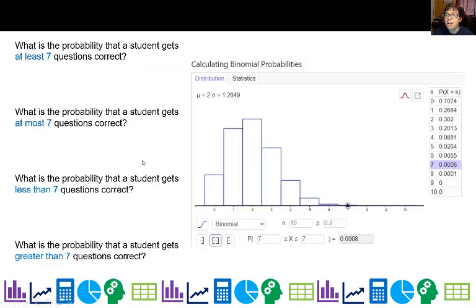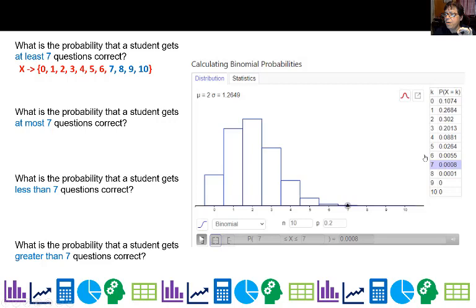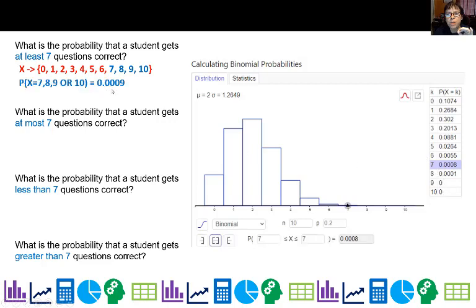All right. So let's go ahead and we have this distribution, and I just put it in GeoGebra so I can see my pretty table. If I ask you what is the probability that a student gets at least 7 questions correct, that does not mean they get exactly 7 and only 7 questions correct. It means they get 7, 8, 9, or 10 correct. So that is my sample space. Now, if I were to add up all these numbers, I would get 0.0009.